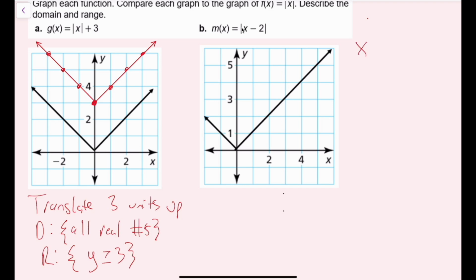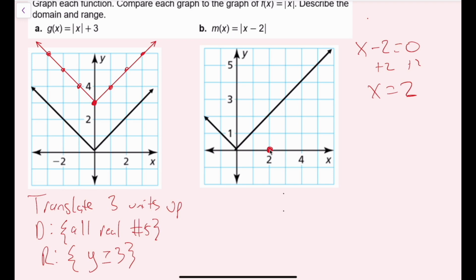So if I do x minus 2 equals 0, add 2 on both sides, this is going to be the x value of my vertex, x equals 2. So now if I plug that in, now I get 0. So my vertex is going to actually be the point 2, 0. So that's my point here. And if you're wondering why, I plug 2 in here. 2 minus 2 is 0. Absolute value of 0 is 0. So when x is equal to 2, my output is equal to 0. So this is my vertex.